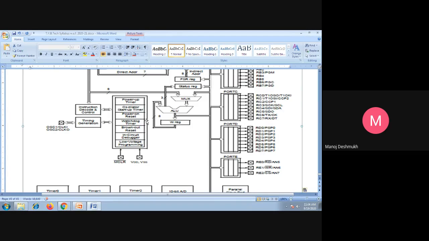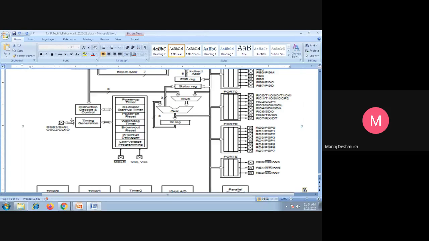So these features or facilities are mentioned here: power up timer, oscillator startup timer, power on reset, watchdog, brownout, in circuit debugging, and low voltage programming. After that, this instruction decode and control. So instructions are decoded, which operation is to be performed is decoded here.